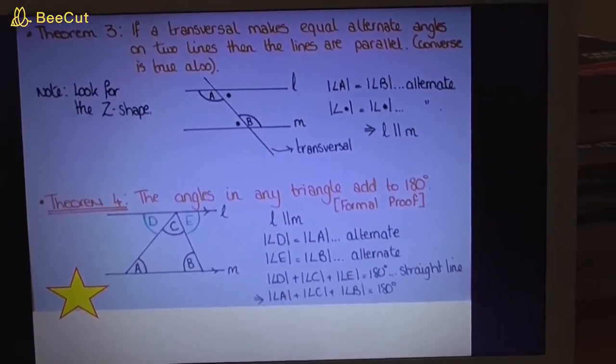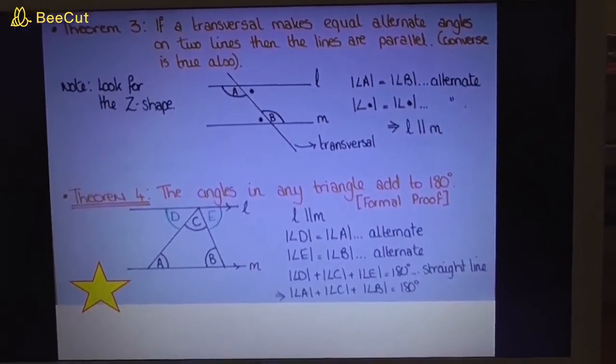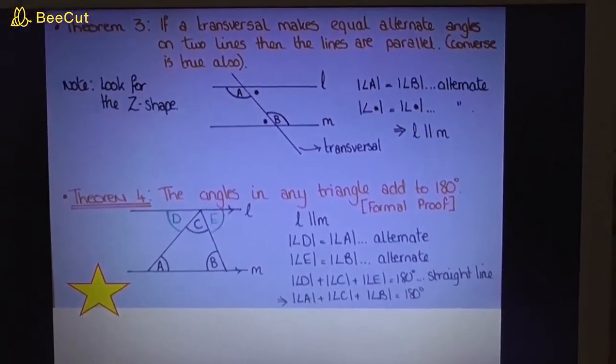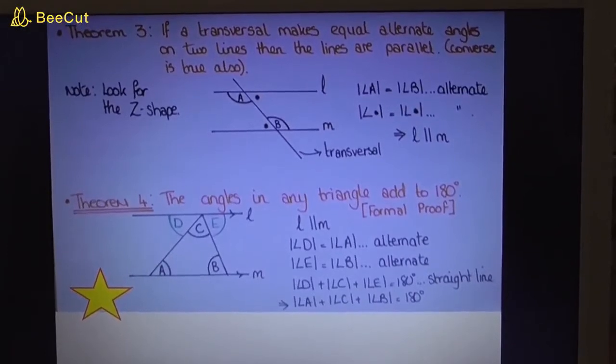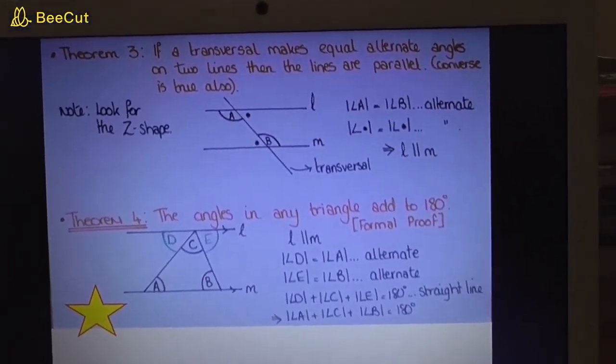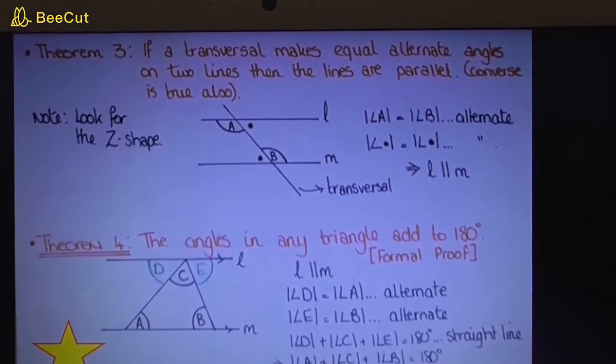They'll give you the actual name of the theorem so you know which one you're working with. Okay, so you don't need to learn off the numbers of these theorems. So theorem 3: if a transversal line makes equal alternate angles on 2 lines, then the lines must have been parallel. And the converse of that is also true.